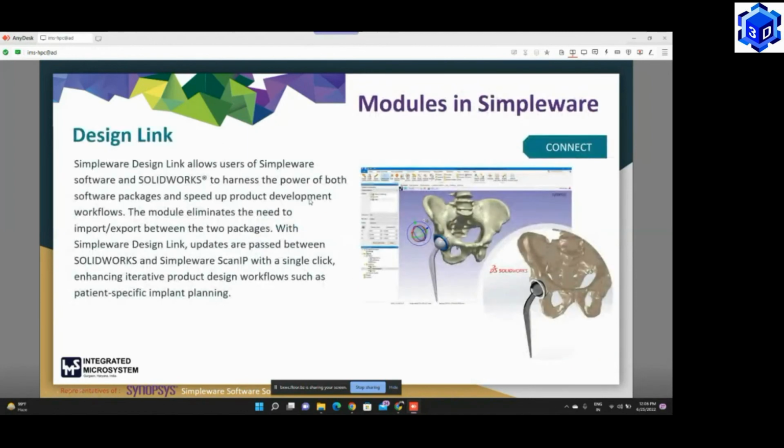It also has this design link, which allows you to connect this software directly with SolidWorks. You can use both the software simultaneously to generate 3D models. You can create or design implants in SolidWorks, and then you can import them directly into Simpleware using this design link, and then you can perform segmentation.